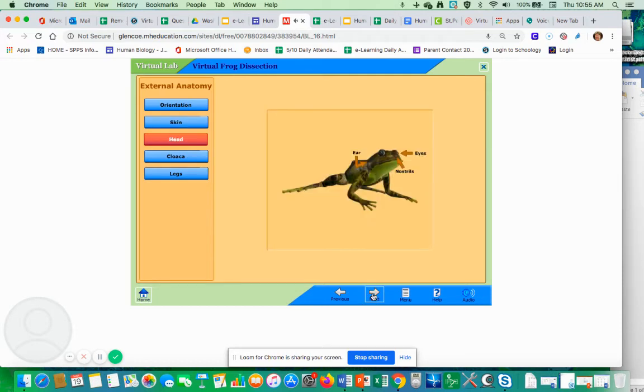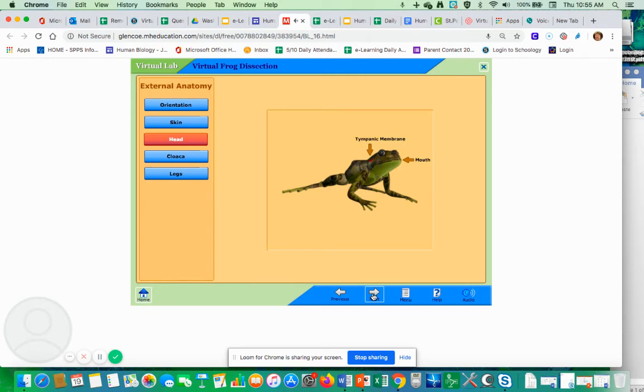The location of a frog's eyes on its head allows it to see objects in front as well as to the sides. The anterior end of the head has 2 nostrils. These openings serve as a pathway for air to enter and leave the frog's lungs. A mouth is also present at the anterior end of the head.